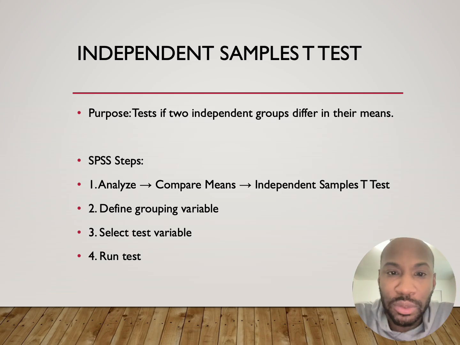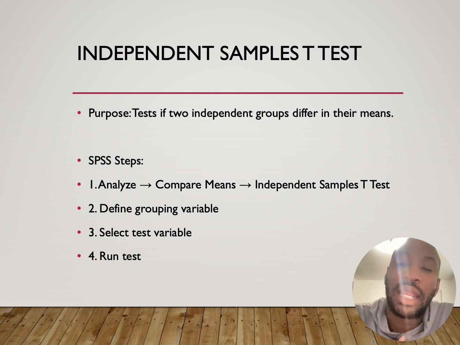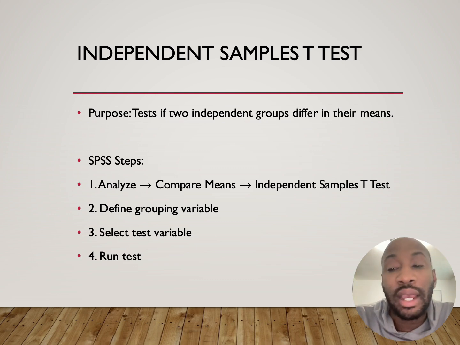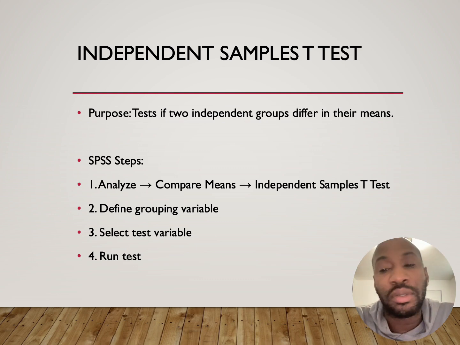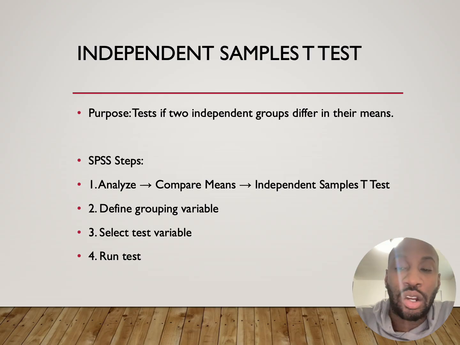The independent sample t-test compares means between two independent groups. In SPSS, you need to go to Analyze, Compare Means, Independent Samples t-test, and define your group variables. Then select your test variable and run the test.